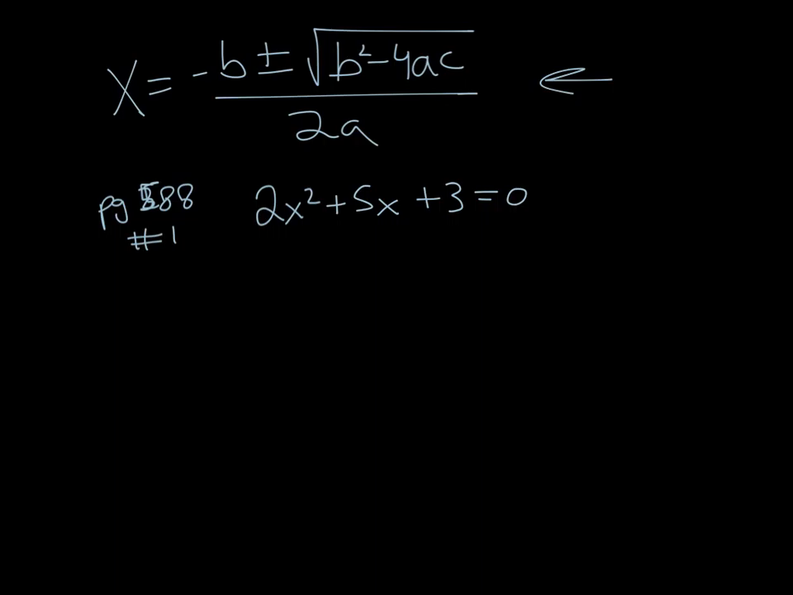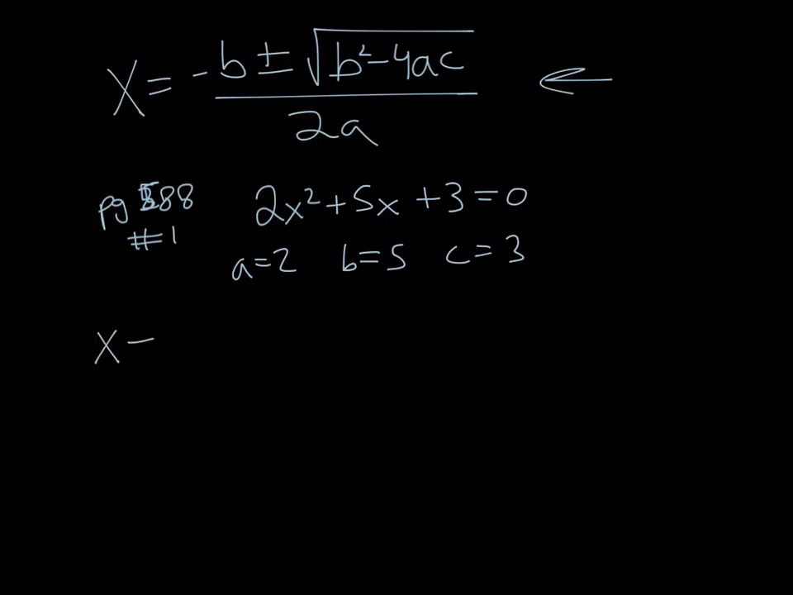So the first thing, we make sure it's in standard form, set equal to 0, okay? And so I'm going to copy down my A, which is 2, my B is 5, and my C is 3. I still think that's really important to do every problem just so you can see it. All right, and now I'm going to start plugging into the formula.